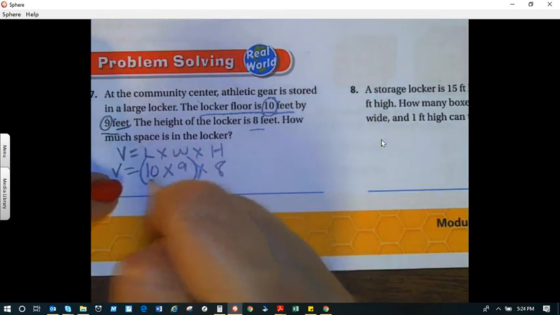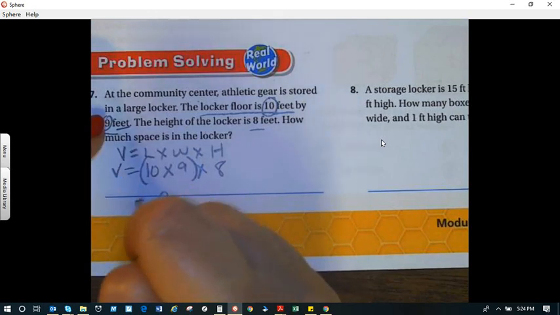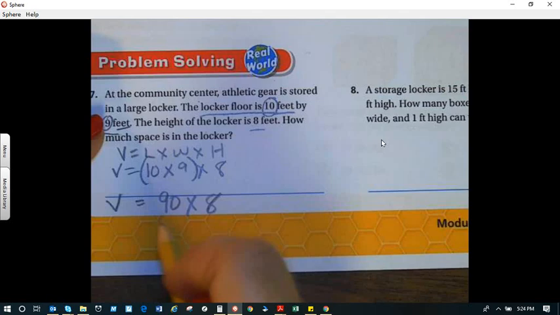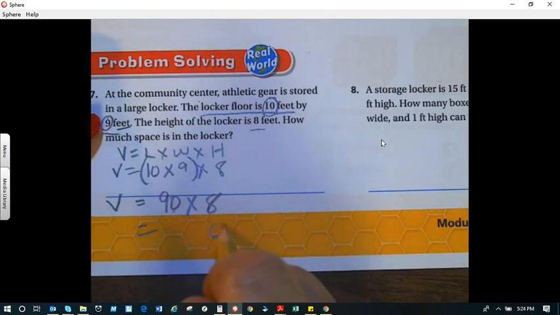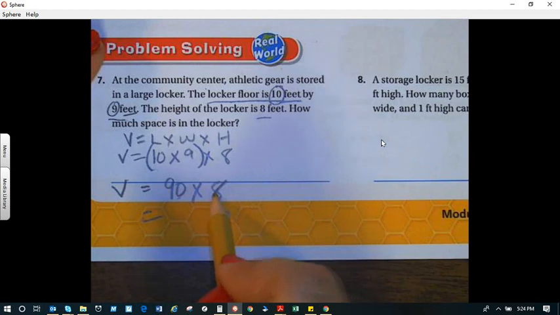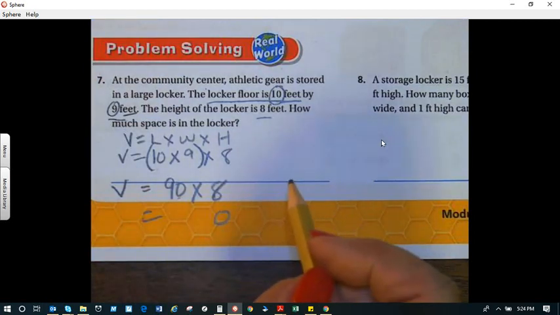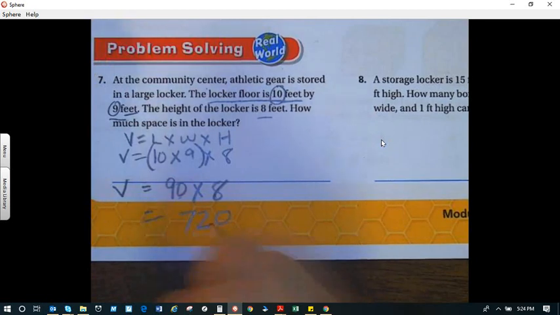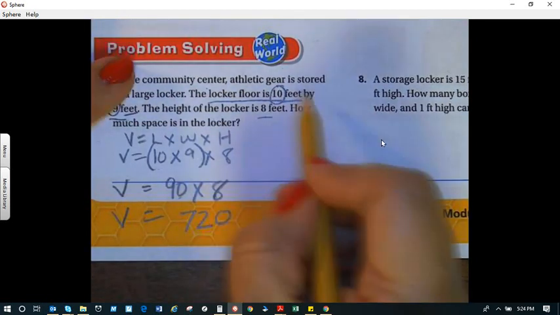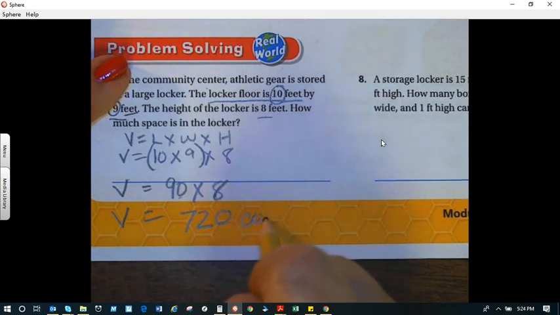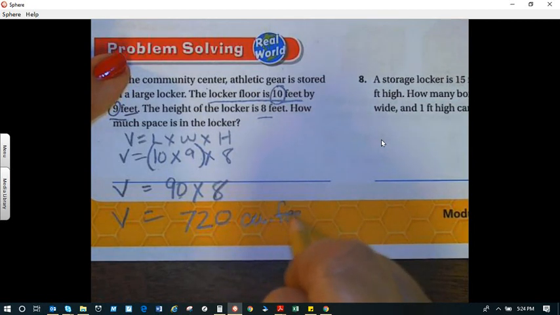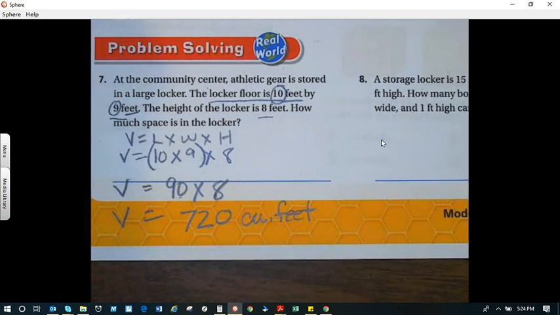So 10 times 9 is 90. Times 8, okay, I have 0. I'm going to place that 0 out here. 9 times 8 is 72. And so this locker has a volume of 72 cubic feet. Wow, it could fit quite a bit in there. Okay, so it is a large locker, and that's how much stuff can go inside. That's the amount of space that it has so that you can put lots of stuff in there. All right, let's go to the next one.